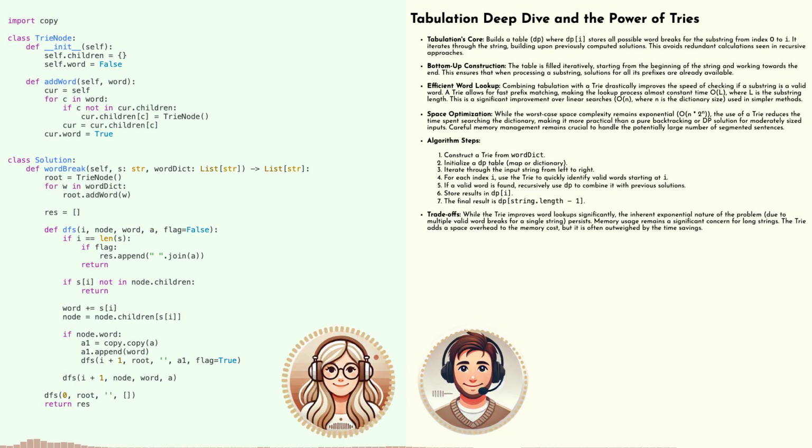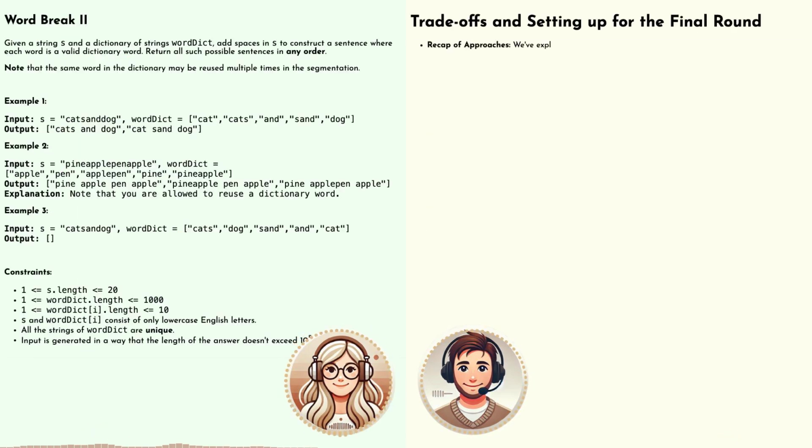Right. Now, we look at DP8, which we know has those valid breaks starting with dog. Since we know sand is good, we combine it with those, get sand dog, and add that to DP4. This is amazing. The try really speeds things up, huh? Oh, yeah, it's a powerful combo.